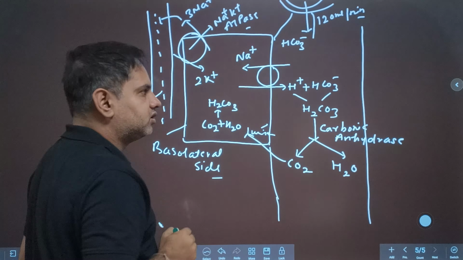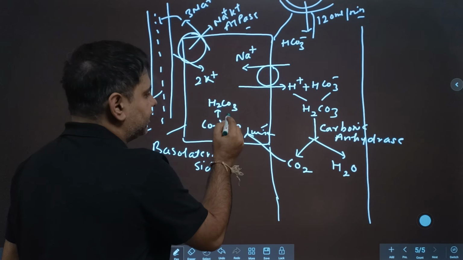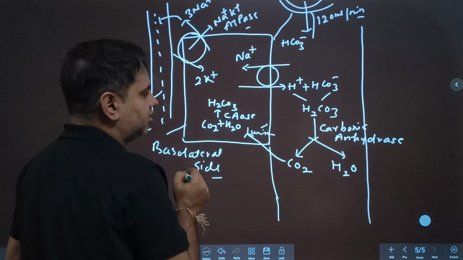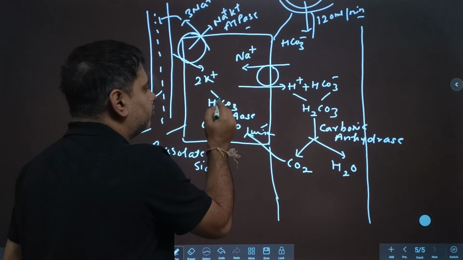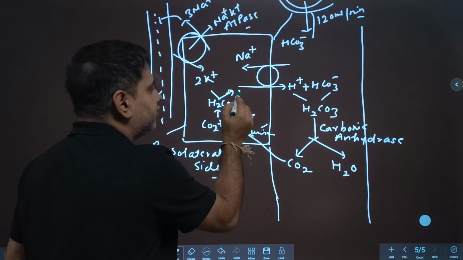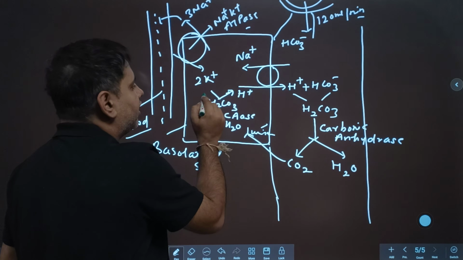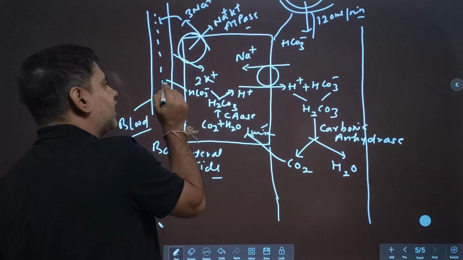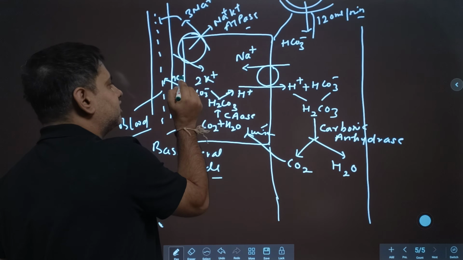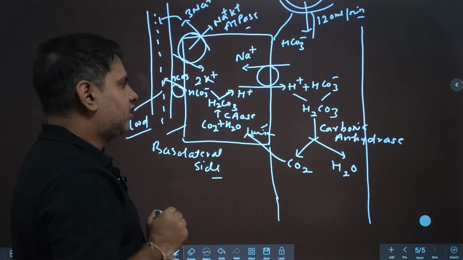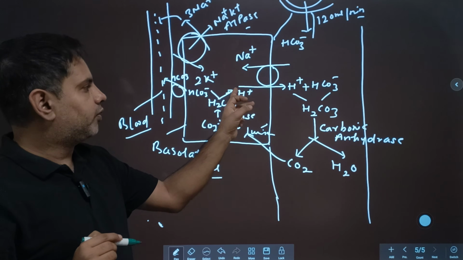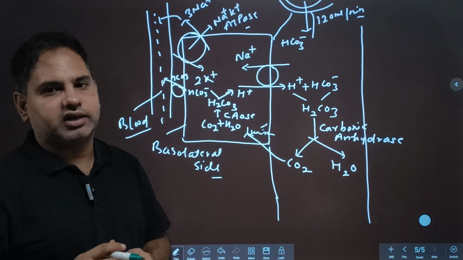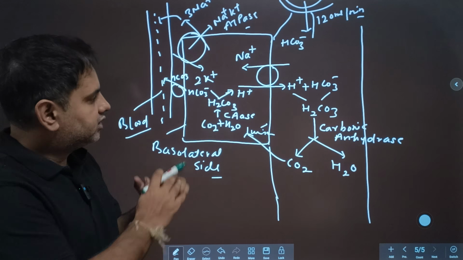H2CO3, carbonic acid. And there is an enzyme, carbonic anhydrase, the same enzyme which is working here, and this is going to break down into H positive and HCO3 negative. There is a transporter which will transport this HCO3 negative, and H positive is utilized. H positive is going to move from inside to the luminal side, right? This is a normal process.